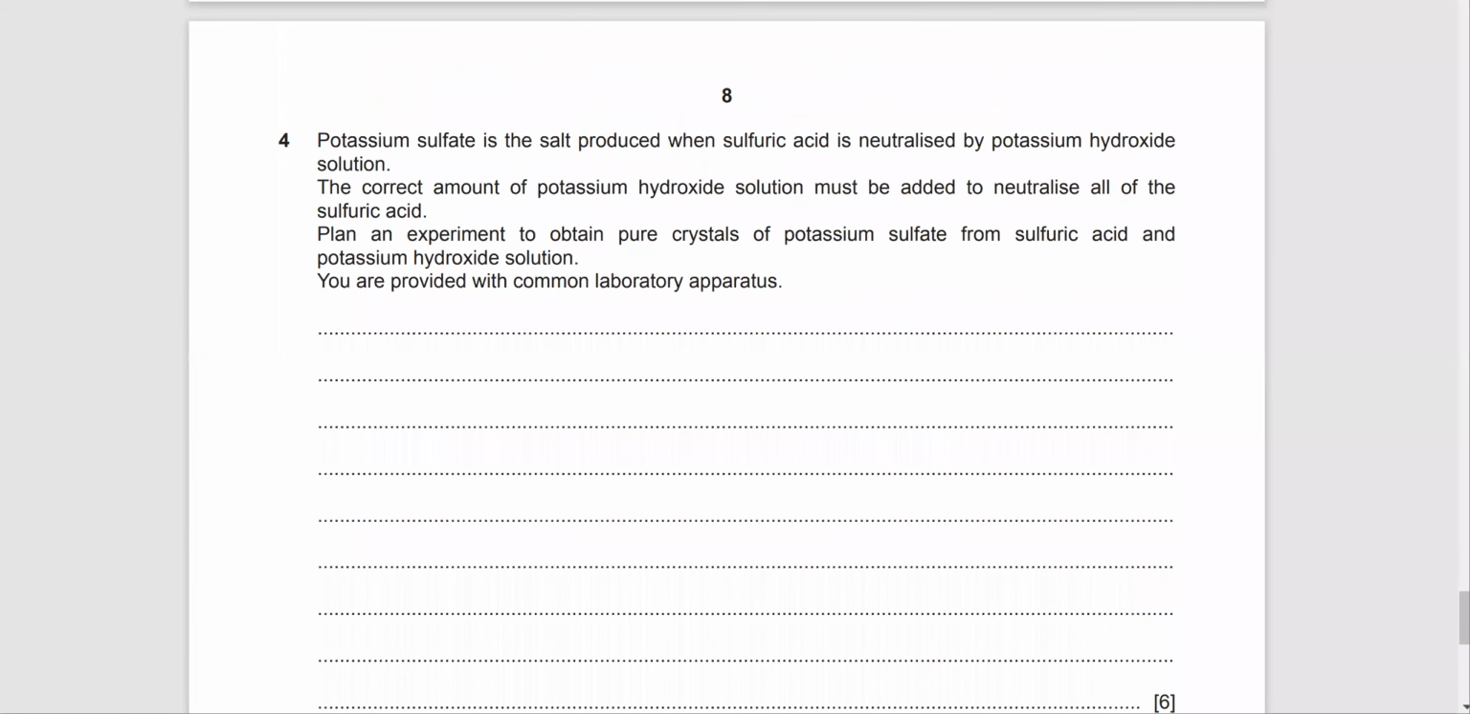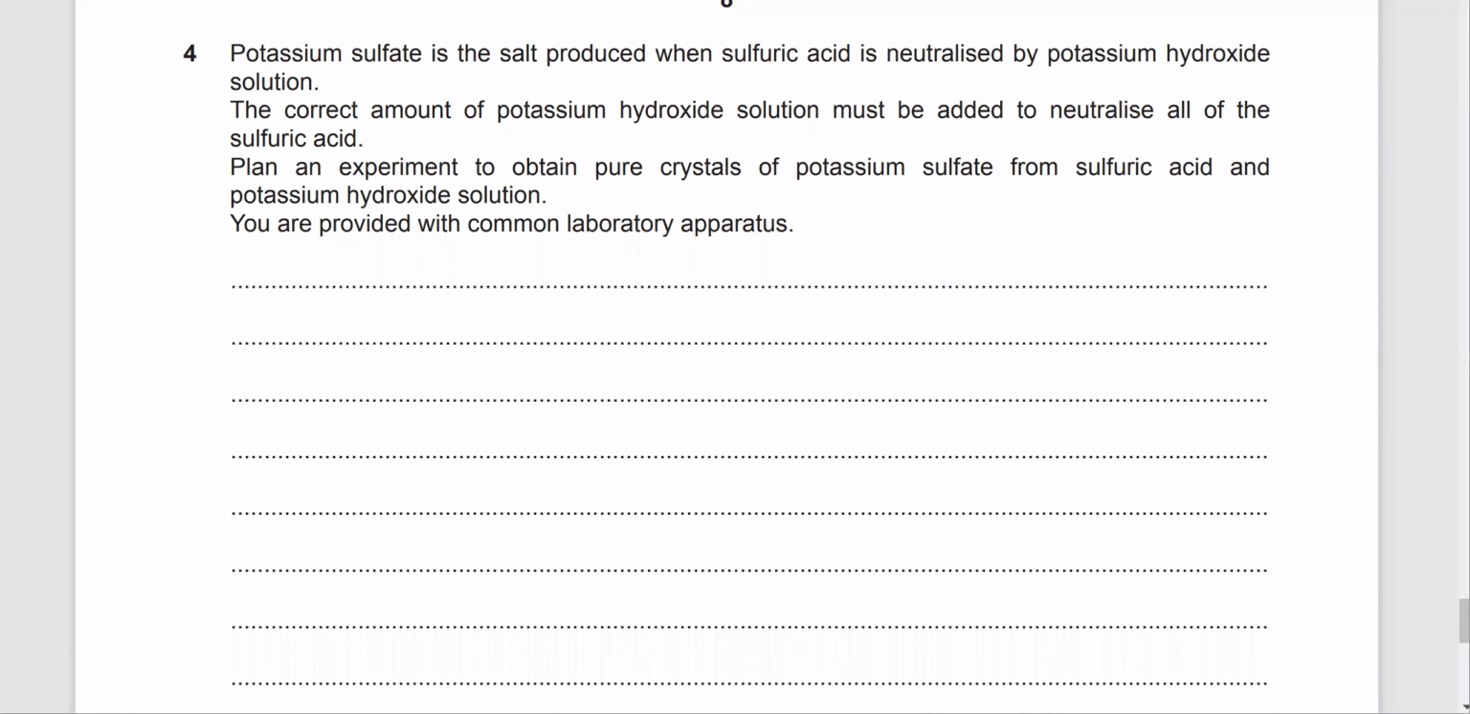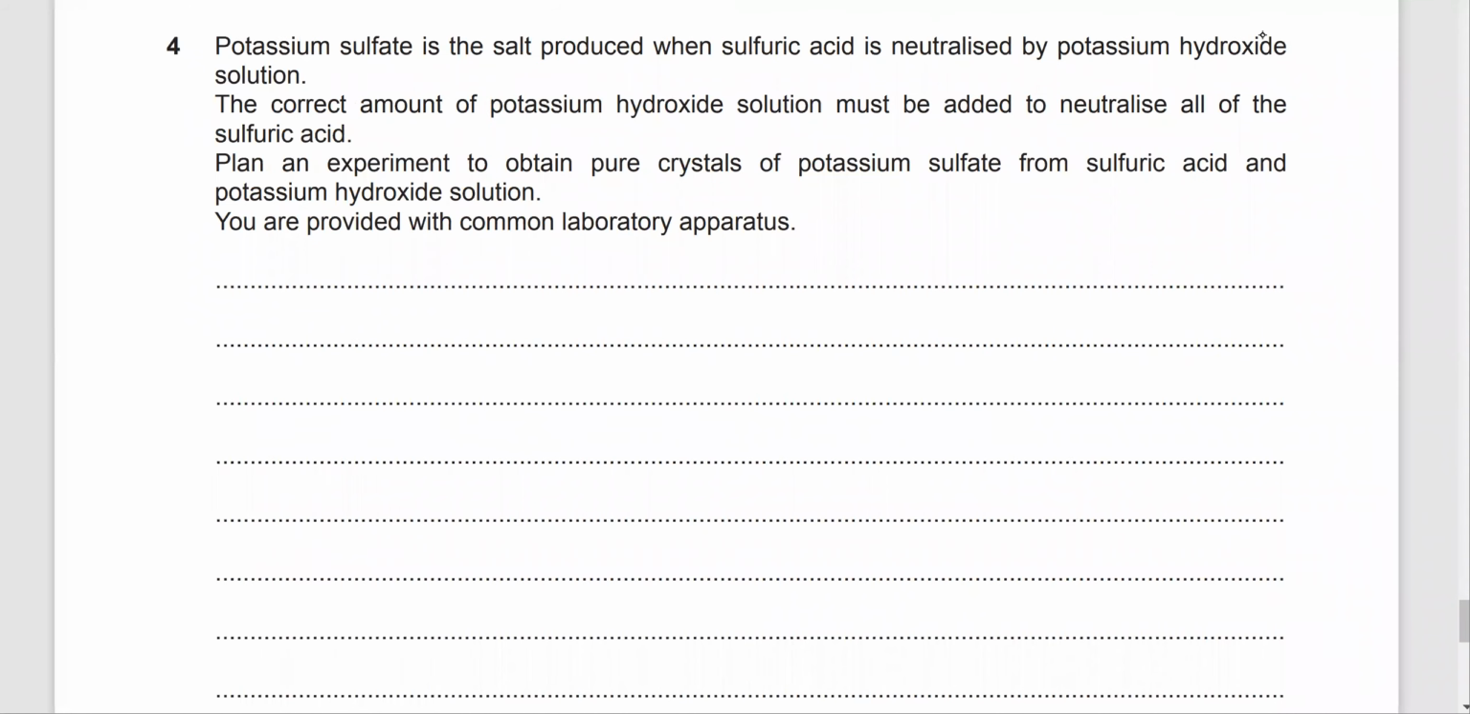Last part पे आ जाते हैं. Potassium sulfate is a salt produced when sulfuric acid, ये वो डिजाइन का experiment है. So potassium sulfate is a salt produced when sulfuric acid is neutralized by potassium hydroxide. I'm going to write the equation. Sulfuric acid, potassium hydroxide. So it's KOH plus H2SO4, and it's going to form K2SO4 plus H2O. So the correct amount of potassium hydroxide solution must be added to neutralize all of the sulfuric acid.